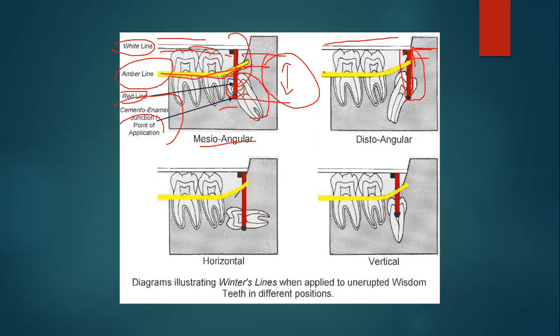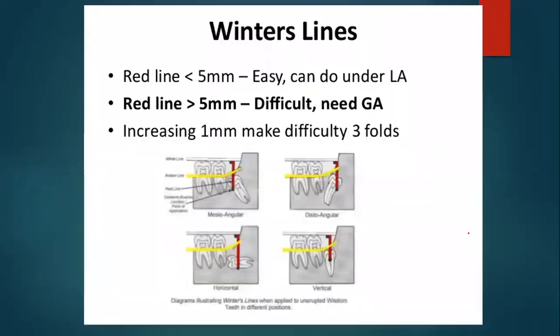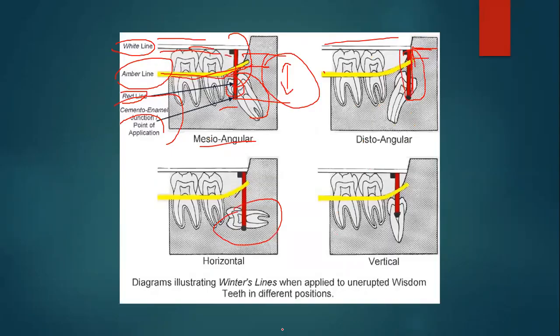It is the same as the case in horizontal and vertical tooth application. So these diagrams are illustrating the white lines when applied to unerupted wisdom teeth in different positions. I hope you all are getting my point. Now moving forward, next slide.